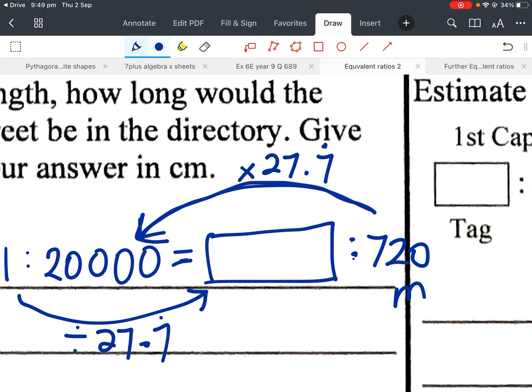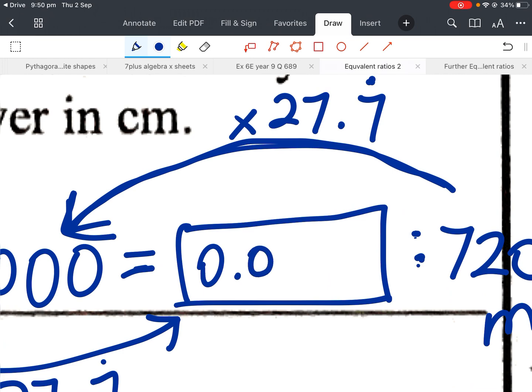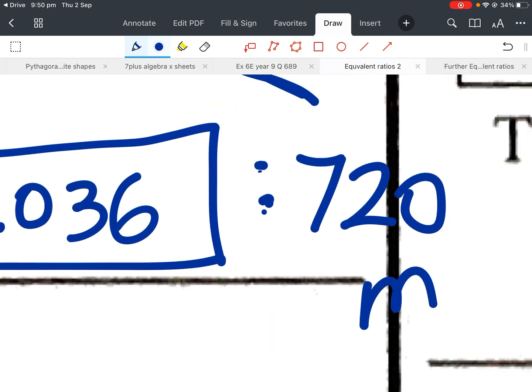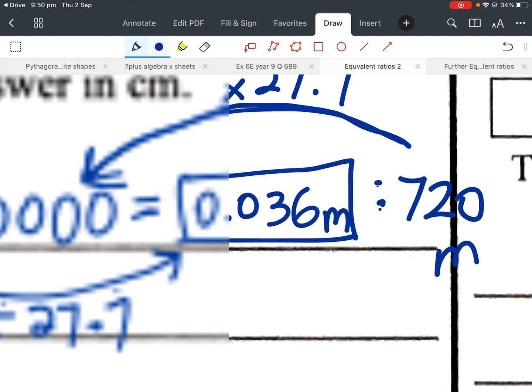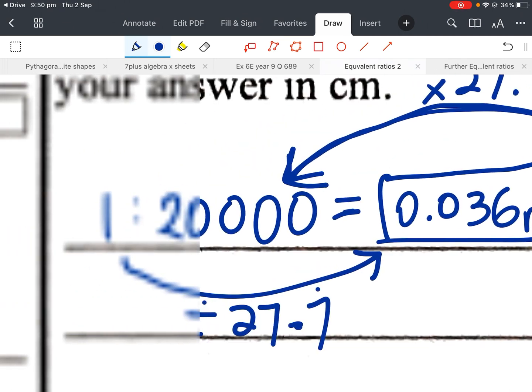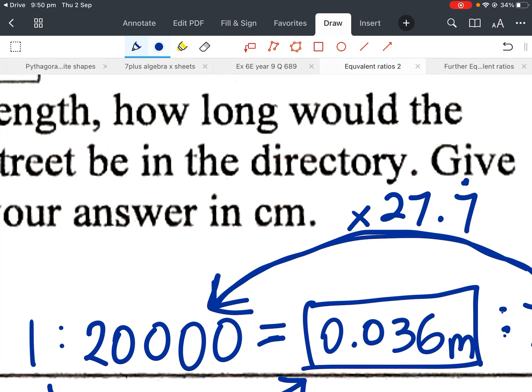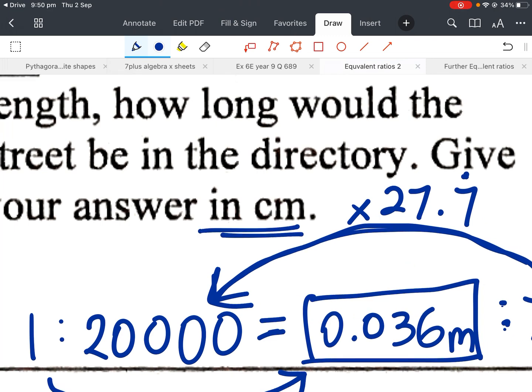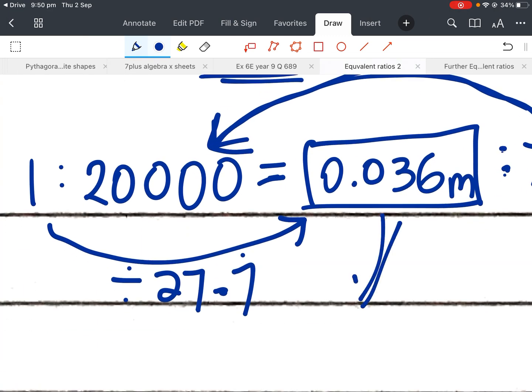I think you've all got a thingy, but if you've got a Sharp, I think you only just have to press equals and it should go in there. And when I do that, I get a decimal of 0.036. Now because this one here is in meters, this one here is in meters as well. But if we read the bottom line, it says give your answer in centimeters, doesn't it? So that means I've got to change this to centimeters.